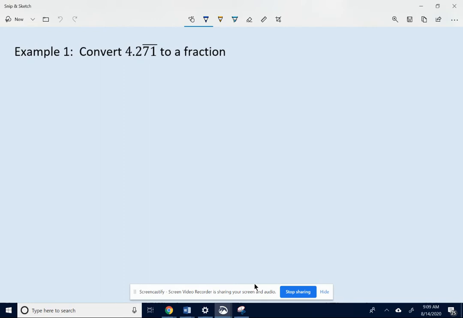Okay, so the first thing we need to do, we don't like that 2 sitting there because we don't want any digits between the decimal point and the repeating block. So we just need to ask ourselves, how many times do I need to move that decimal point so that I do not have any digits between the decimal point and the repeating block?